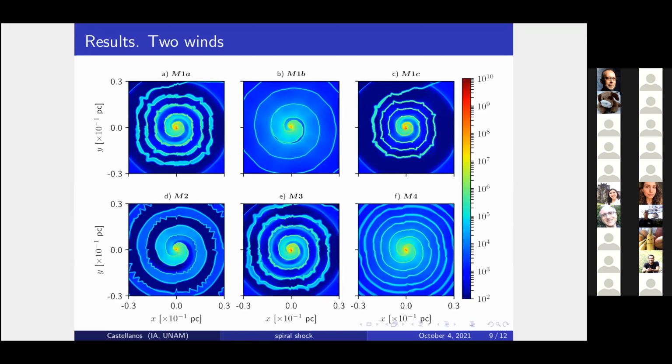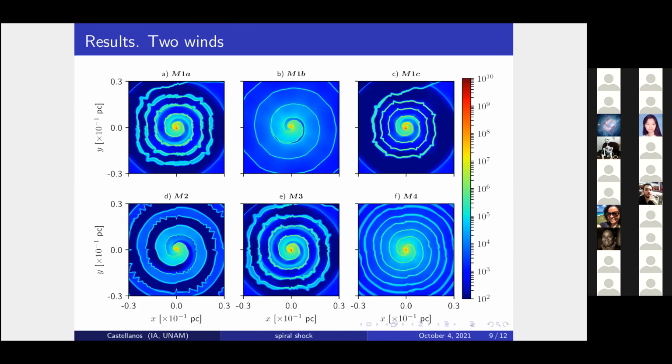One feature we observe is that close to the binary, in all cases, we have a double spiral structure. This structure merges into a single spiral at larger distances, except for model M4, because this is a case where the stars are exactly the same.